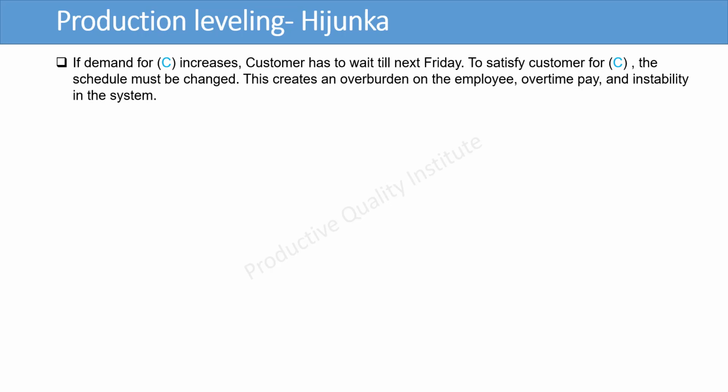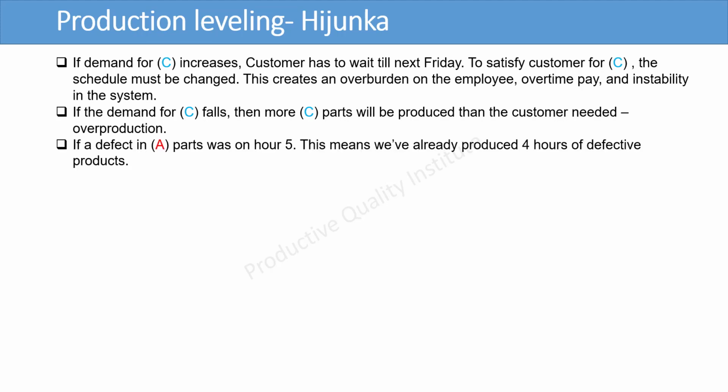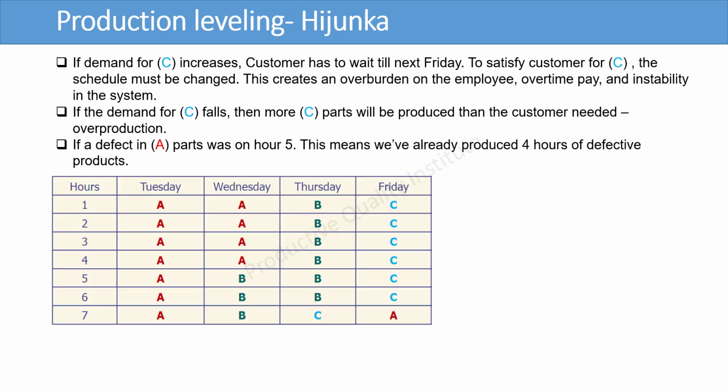This creates an overburden on the employee, overtime pay, and instability in the system. If the demand for C falls, then more C parts will be produced than the customer needed. So, we have overproduction. If a defect in A parts was found on hour 5, this means we have already produced 4 hours of defective products.